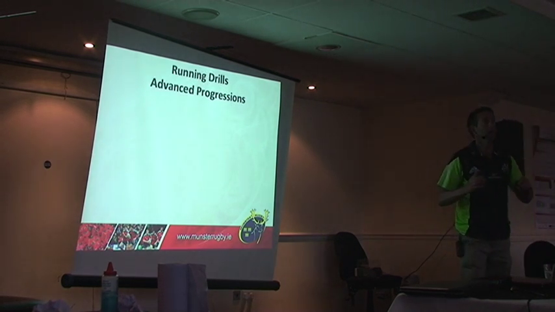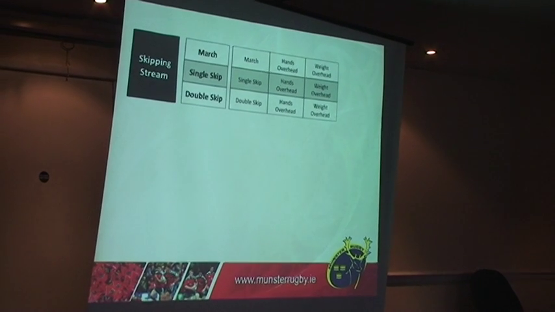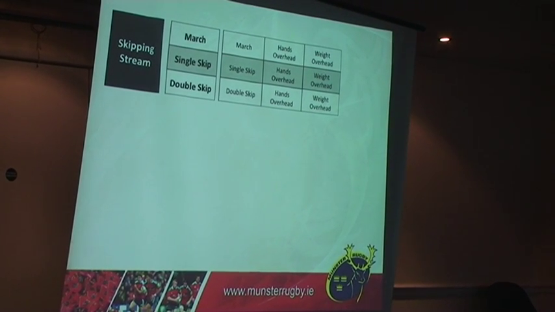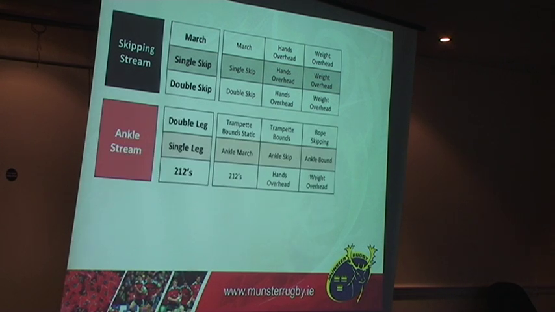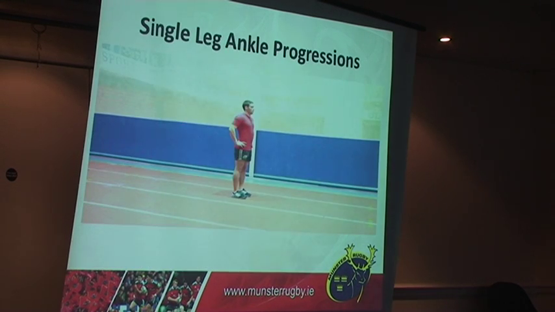Here are just some more examples of how we progress a lot of these running drills. So the skipping stream, by and large, you're going to have hands overhead and a weighted implement overhead. Ankle stream, I'm going to show you a video example of the single leg ankle stream. We progress this just through the complexity of the drill, and you'll see that. And the running A stream, again, quite simply, hands overhead, hold the plate overhead. It gives us a lot of options to use throughout the year, and really helps us to progressive overload throughout the season as well. So single leg ankle progressions.